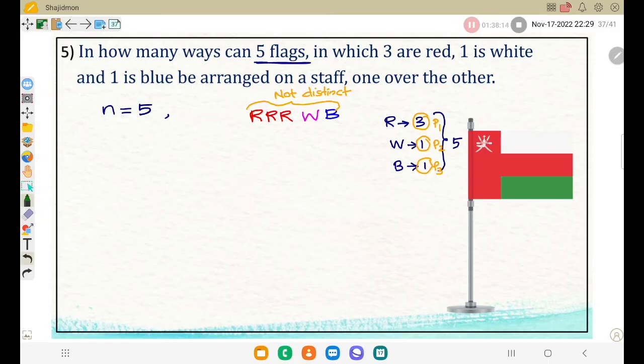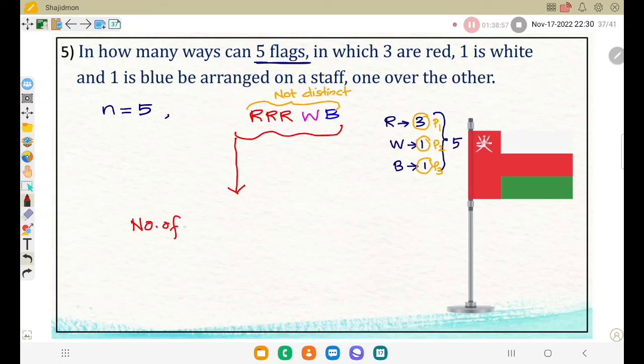Now what is the question actually? How many ways can these 5 flags be arranged on a staff? Staff means this one, so you can see a picture here. This is the staff. How many ways can the flags be arranged one over the other? First we put one red flag, then one white flag, then a red flag, like this, one over the other, arranging these 5 flags. How many ways can we arrange them on a staff? That is the question here. So how many ways can we arrange RRRWB? That is our question. This is a non-distinct word. How many ways can we arrange?